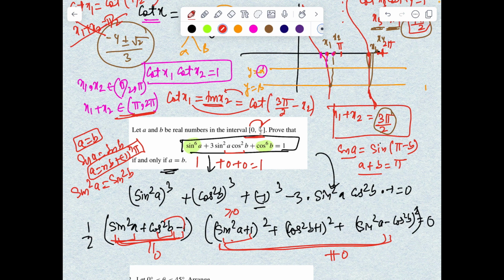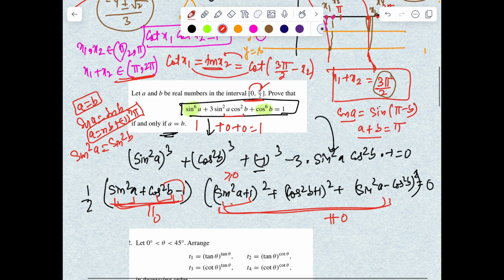So we'll have two solutions for this. Either a becomes b, or you have a plus b equals pi by 2. And we can reverse this step as well, right?